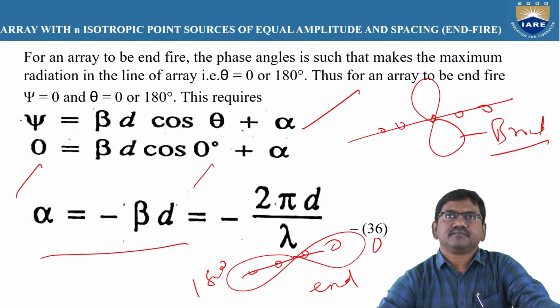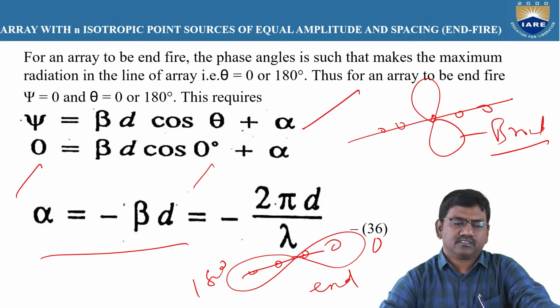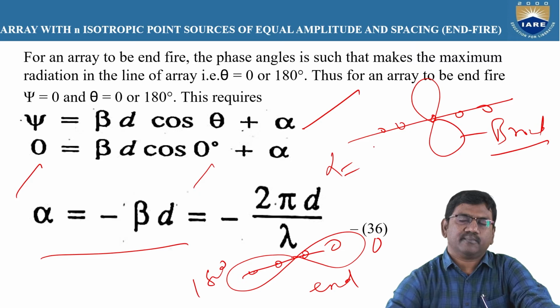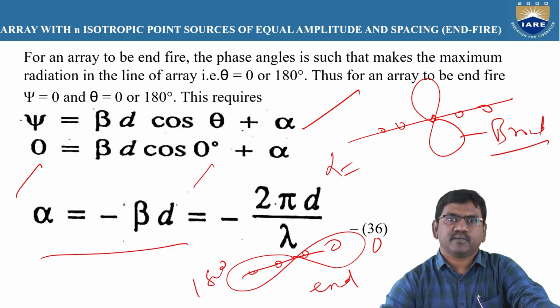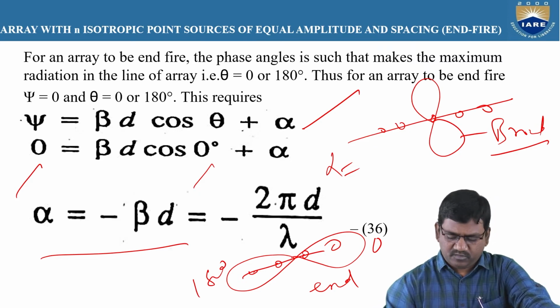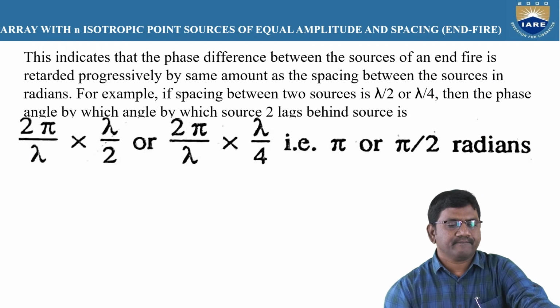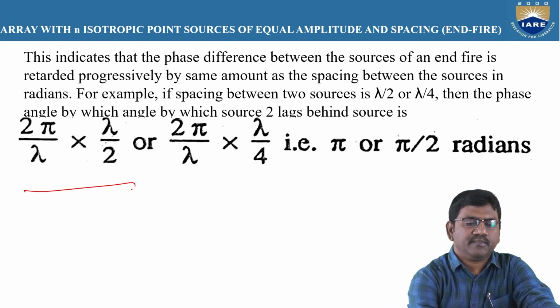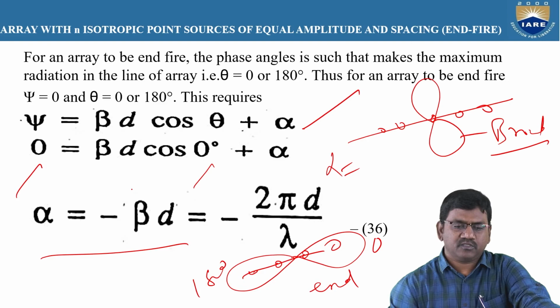And what is beta? Beta is 2 pi by lambda. So overall, you will get alpha, the phase difference, is equal to minus 2 pi d by lambda. See here, alpha is equal to minus 2 pi d by lambda.